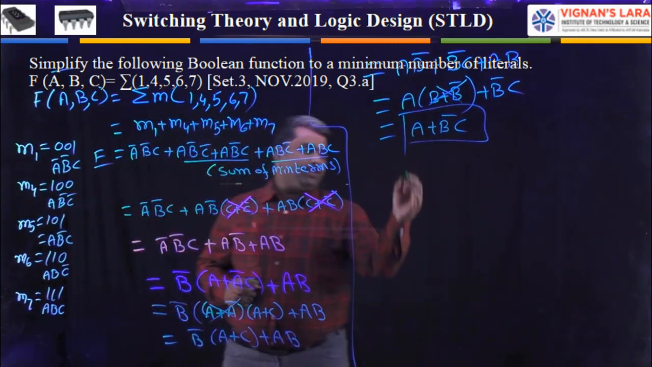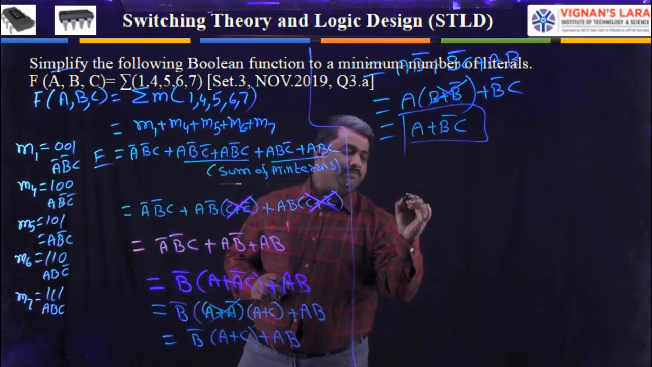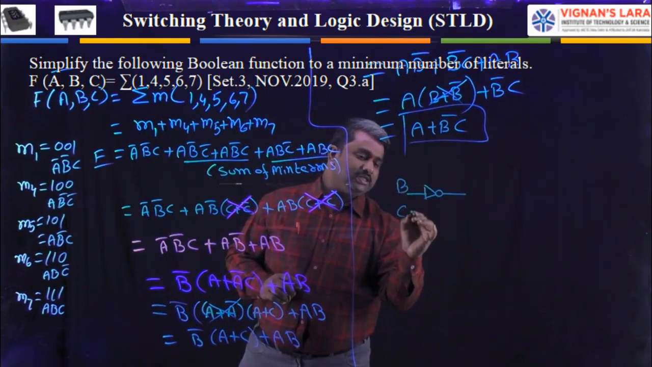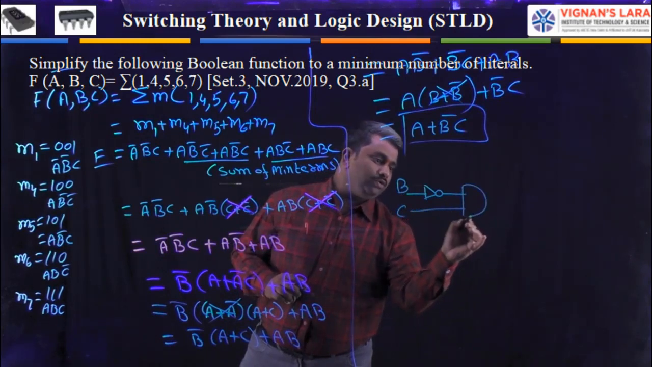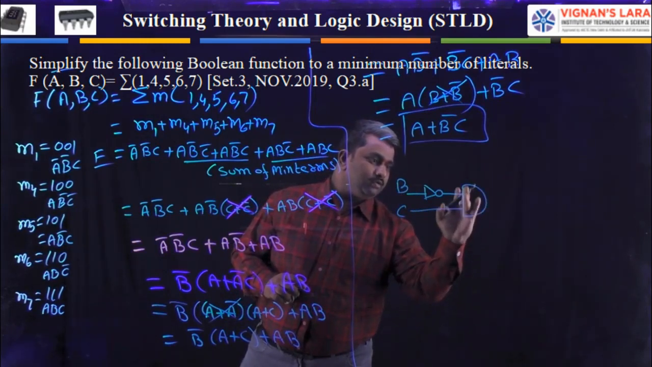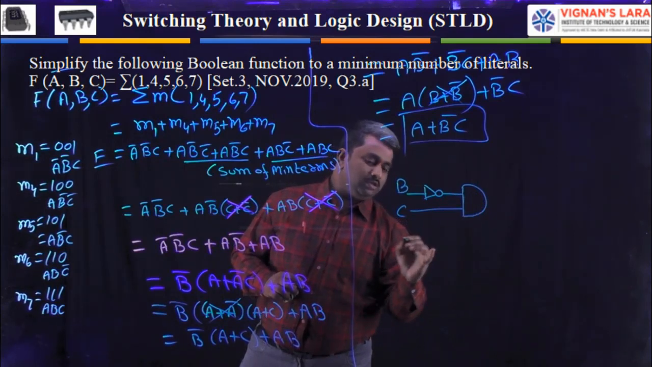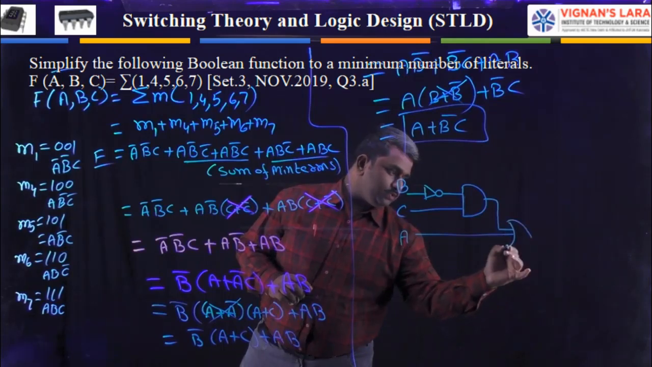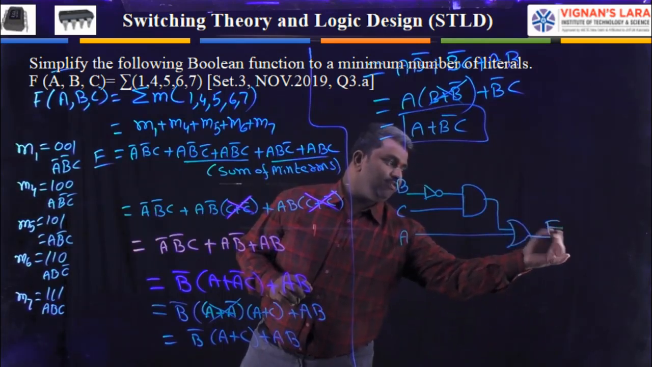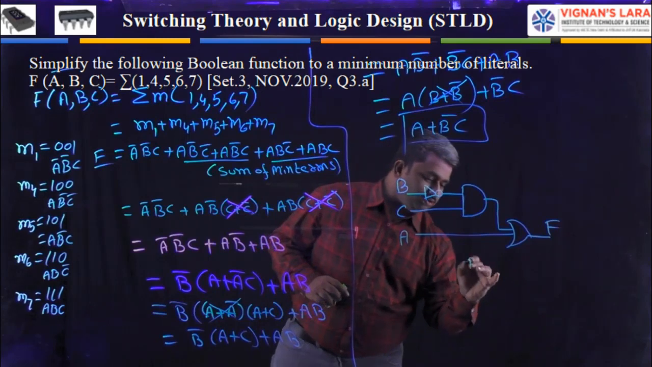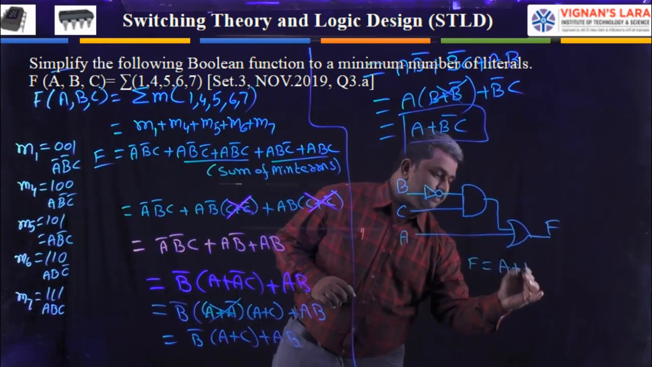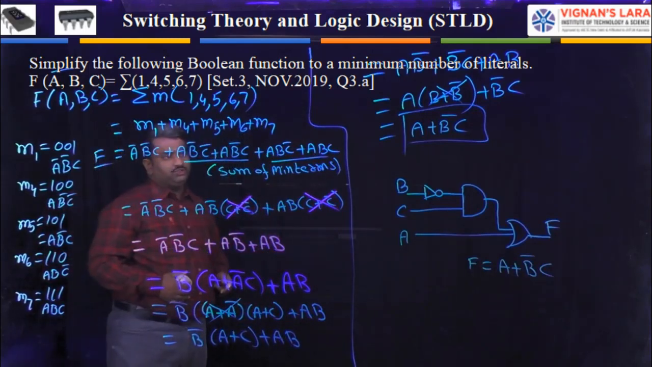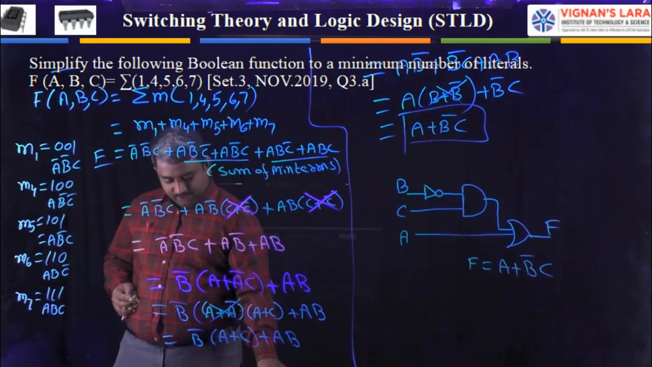For this problem, you can represent first b bar c. Here I have placed a NOT gate. This is the b input and c input, and for these two I have used this AND gate. Next, the a signal. So this is the logic diagram, the final function f. Here f is equal to a plus b bar c. This is our finalized function.